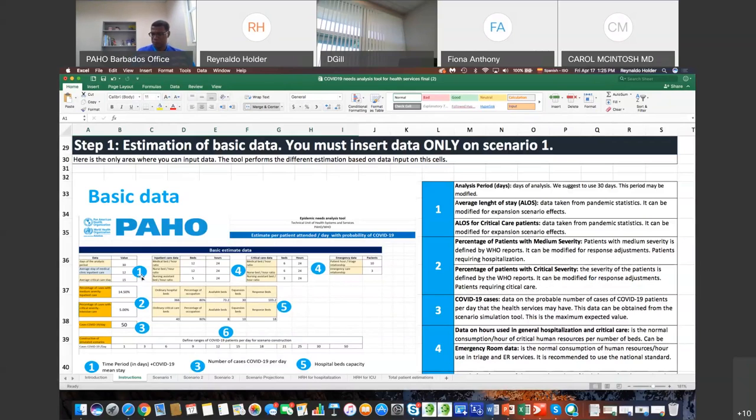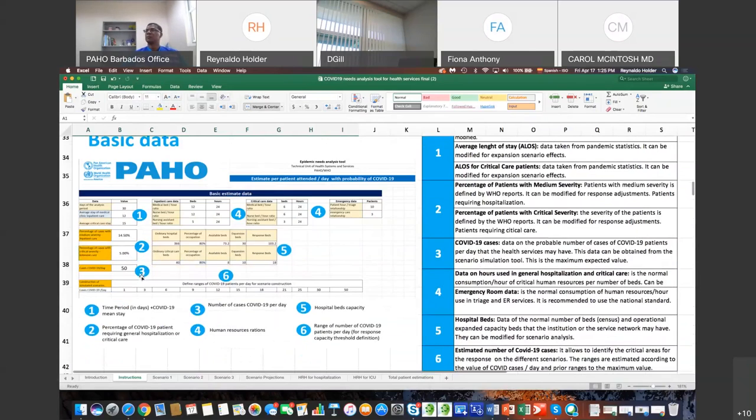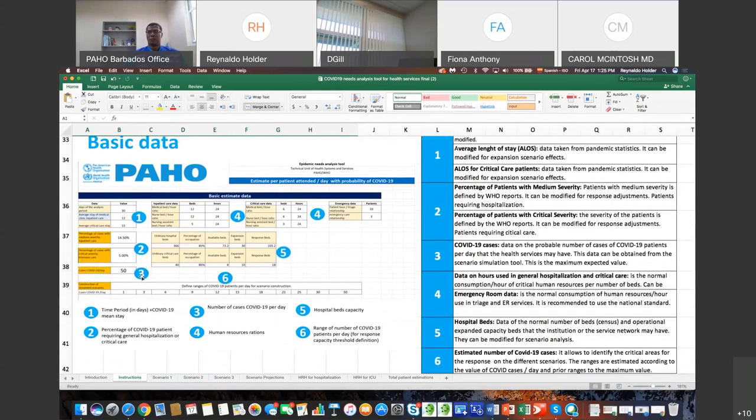Section four is the inputs, the information on human resources. It calculates the number of medical doctors per hour to address the number of beds, number of nurses, and the number of nursing assistants. The calculation is based on hours, not persons. It's based on hours because the assignment of persons to different shifts depends on the protocols in each country.